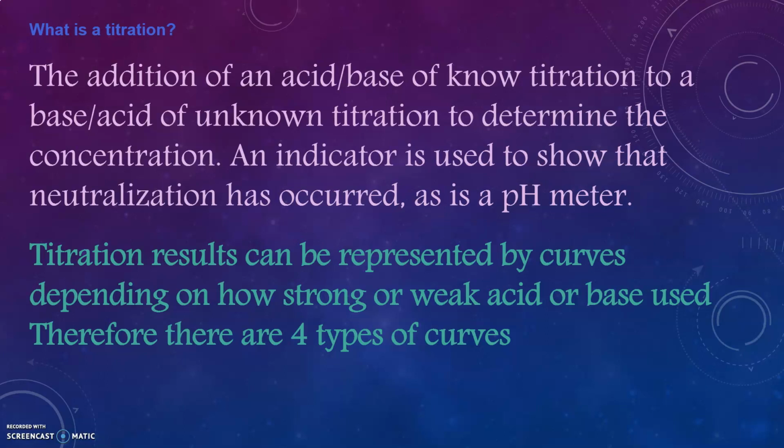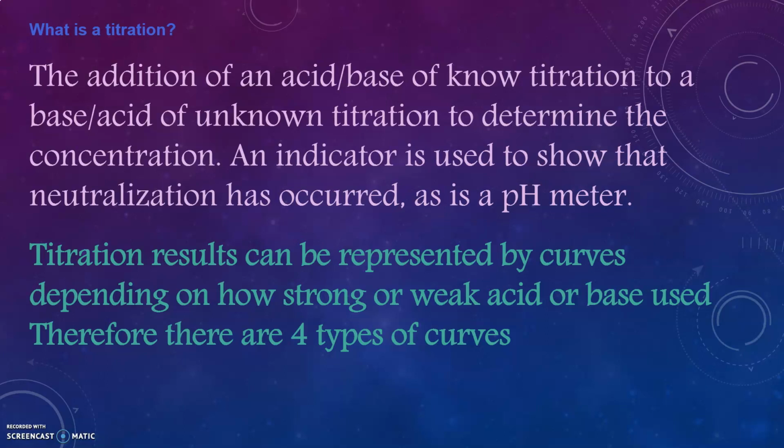To do that, we need an indicator. Okay, do you remember an indicator? An indicator is a chemical substance that changes its color when it's reacting with acid or base. An indicator is used to show the neutralization has occurred because it changes color in acidic medium, basic medium, and even in neutral medium.